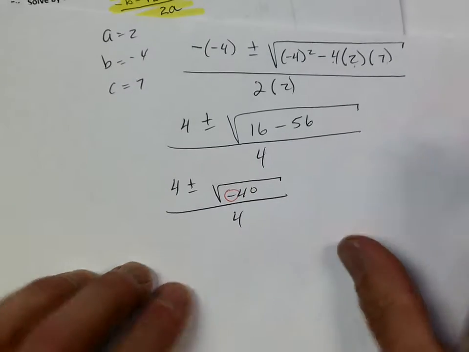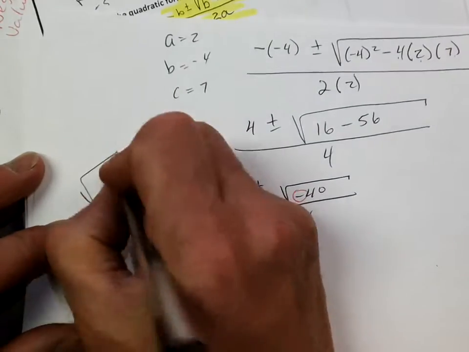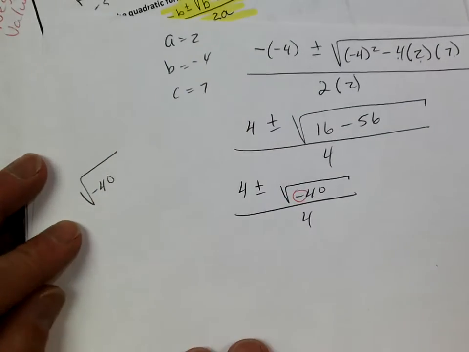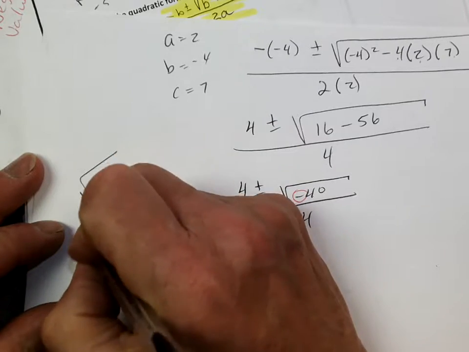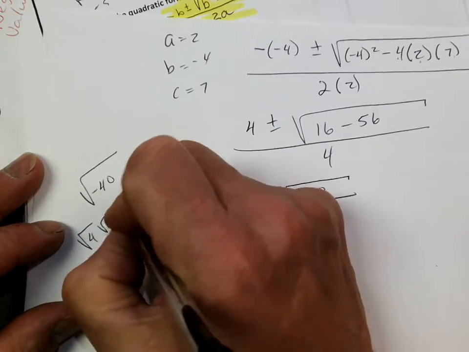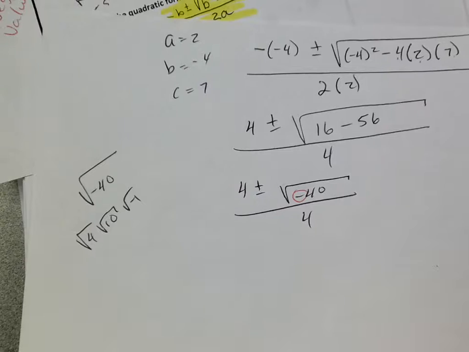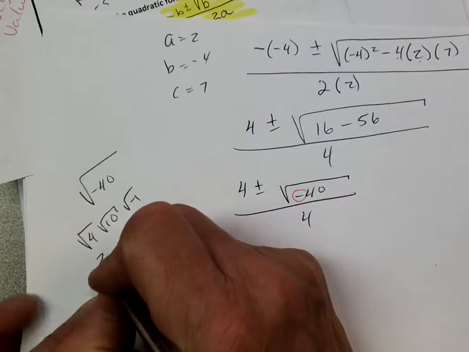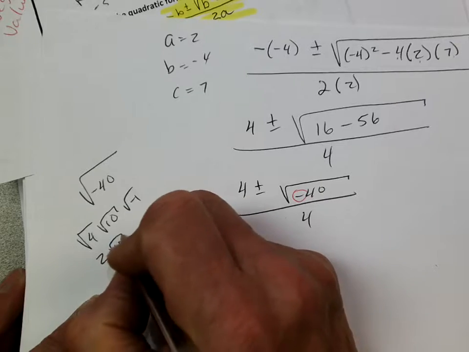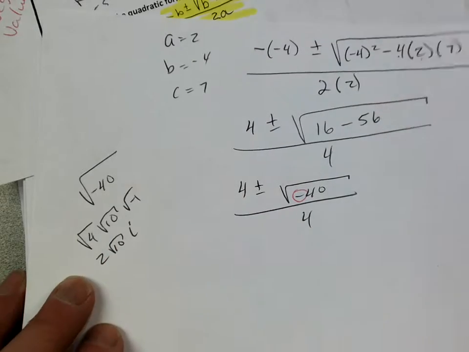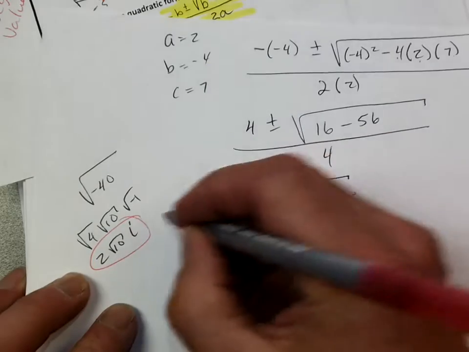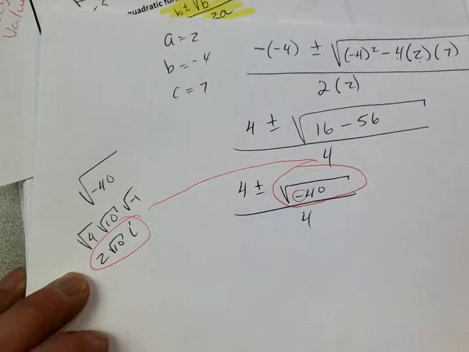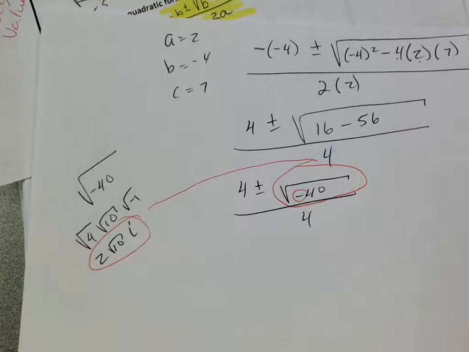So, do a little side work over here. Square root of negative 40. Okay, I'm doing a little side work. Same thing as the square root of 4, square root of 10, times the square root of negative 1, because 40 can be 4 and 10. I like 4 and 10 because there is a square root of 4. 8 and 5 is not good. 2 and 20 is not good, but 4 and 10 is good. So now I get 2 square root of 10 i, and that is going to go right there. Okay? 2 square root of 10 i goes right there.